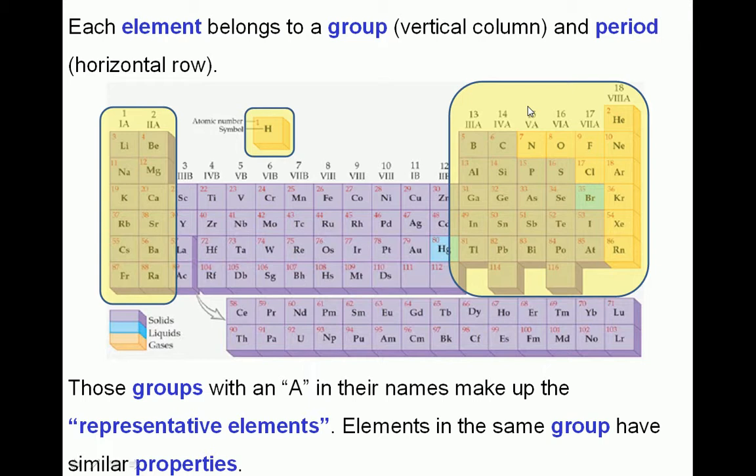Now, the Roman numeral labelling, you can see that there are A groups, 1 through 8, and then there are B groups, which run also 1 through 8. So the groups with an A in their name make up what are called the representative elements, and we're going to spend a lot of time talking about those elements. The most important thing to recognize is that elements that are in the same group have similar properties.